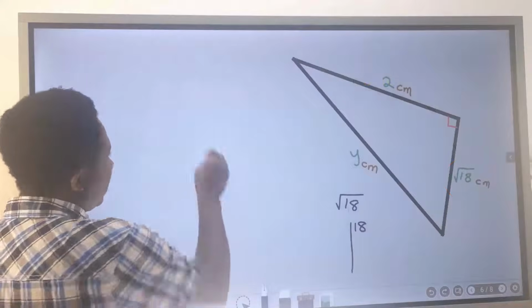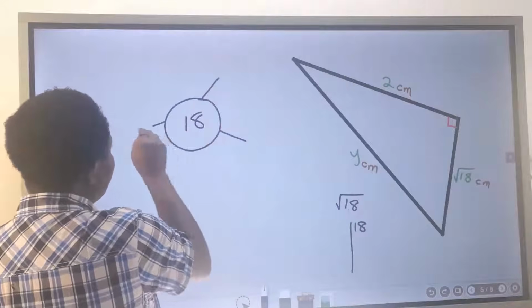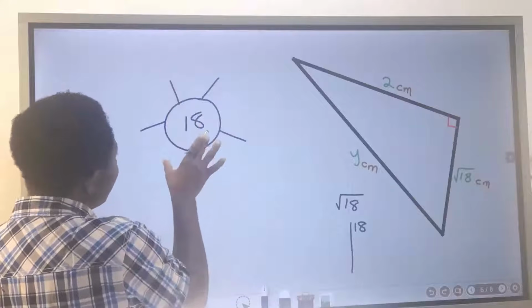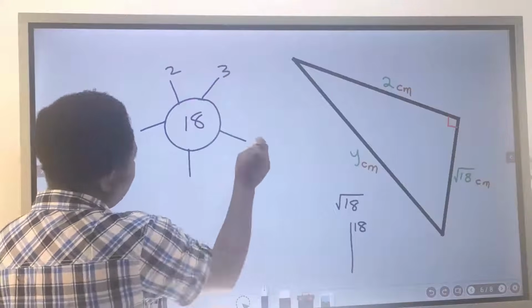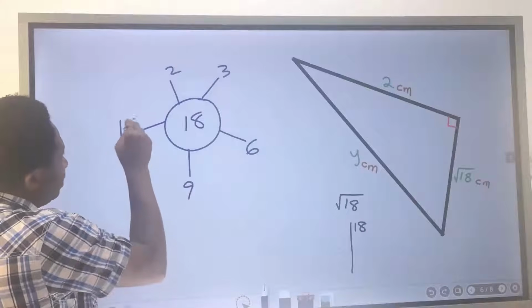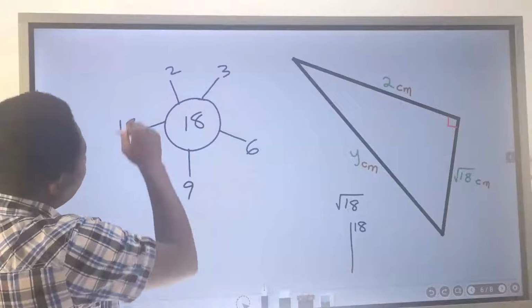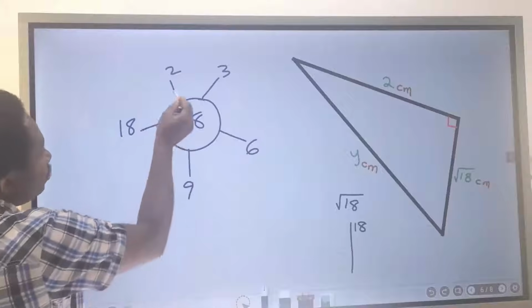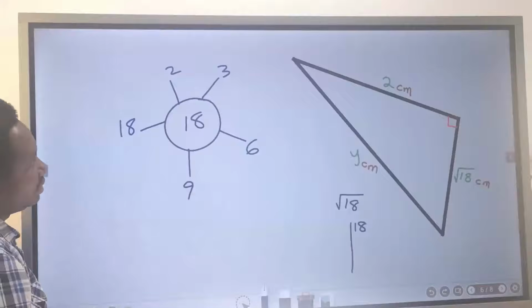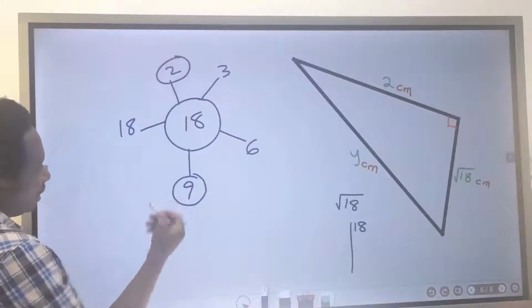Another way I can say this is 18, and what are all the factors of 18 that can divide 18 without remainder? It is 2, it is 3, it is 6, it is 9, it is also 18. Next, we ask ourselves, which among these factors, when we put them together, will give us 18? 2 times 3 cannot give us 18. 6 times 9 cannot give us 18. It is only 2 times 9 that will give us 18.